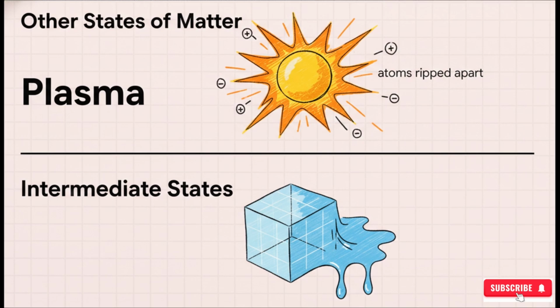Well, imagine you take a gas and you heat it up to insane temperatures, like sun-level temperatures. The energy gets so intense that it actually starts to rip electrons away from the atoms. What you're left with is this supercharged, glowing soup of particles. That's plasma. Then you've got these weird intermediate states. These are things that just don't want to be put in a box. Think about something like slime or jelly. Is it a solid? Is it a liquid? It's kind of both, and that makes them really fascinating to study.